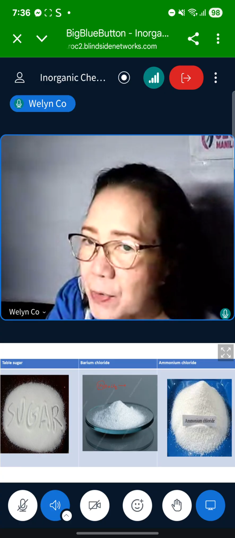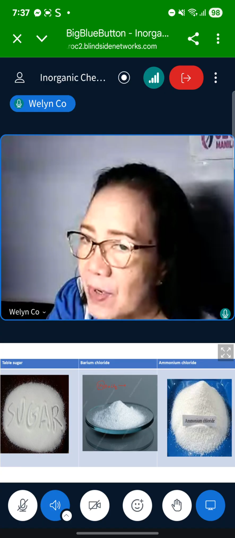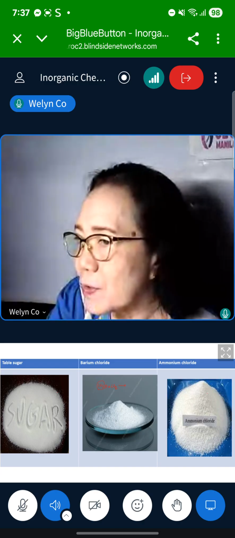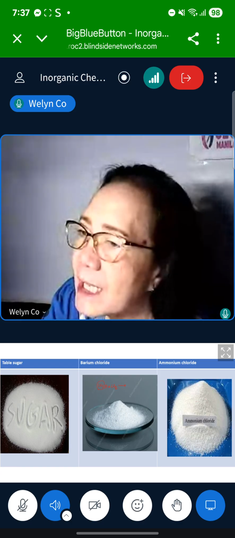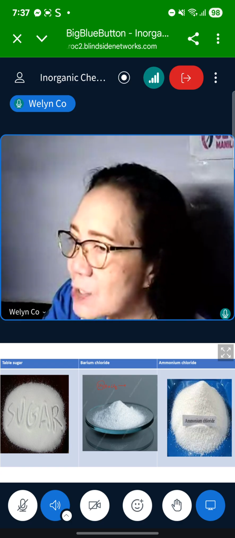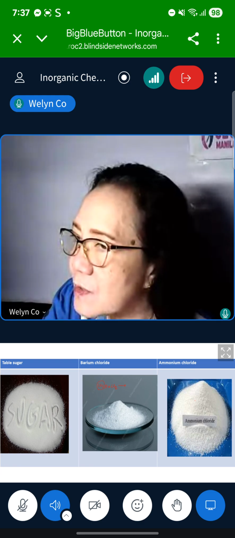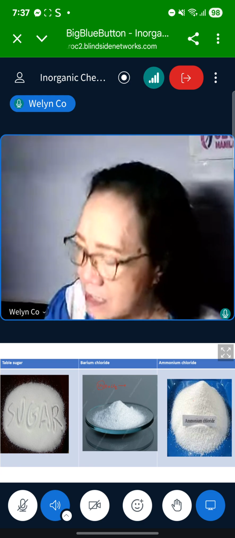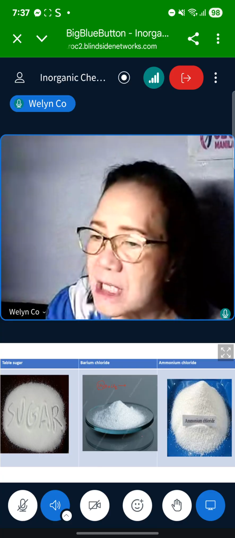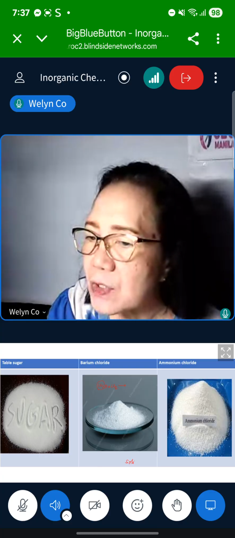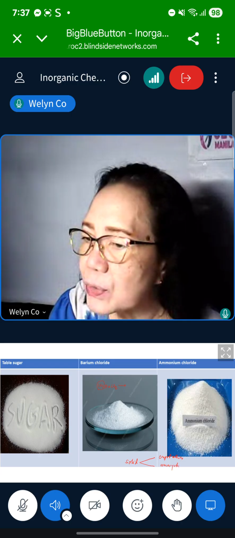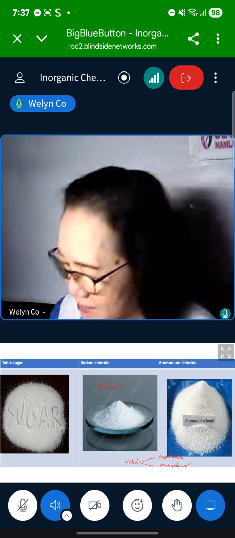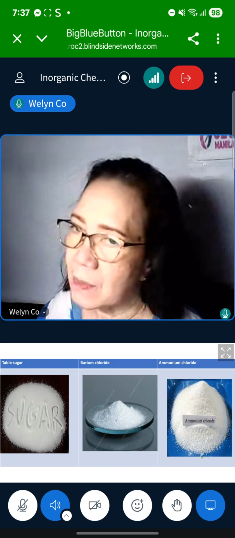Then your table sugar is our common white sugar. So it also has luster, right? The ammonium chloride is more amorphous. It will not give off light or luster when light strikes on it. So it is more of a powder in its characteristics. So amorphous. Because for our solids, there are two classifications: you have the crystalline and you have the amorphous. Our amorphous is dull. It has no luster when light strikes it.